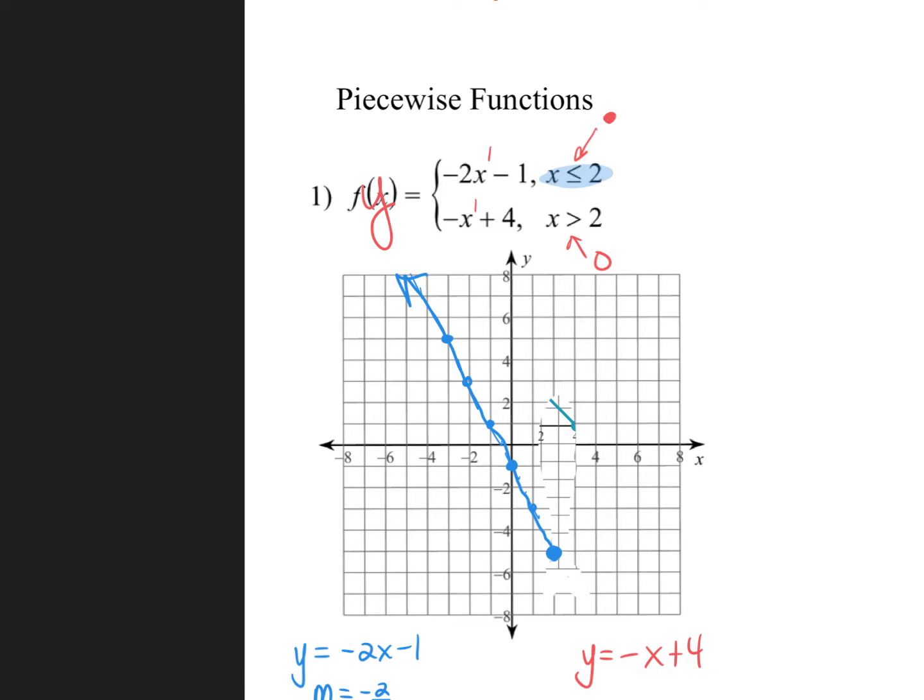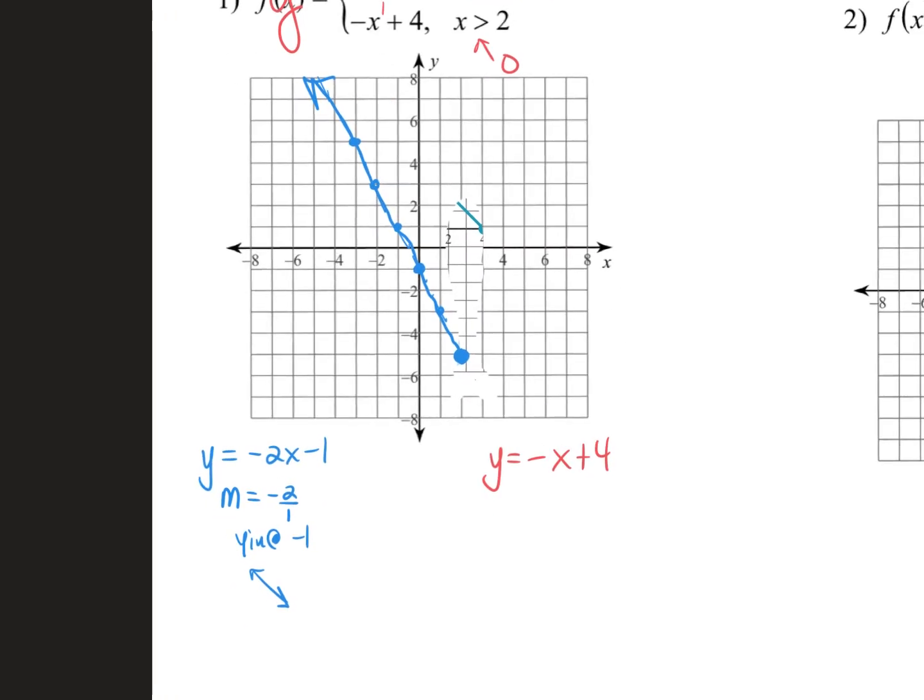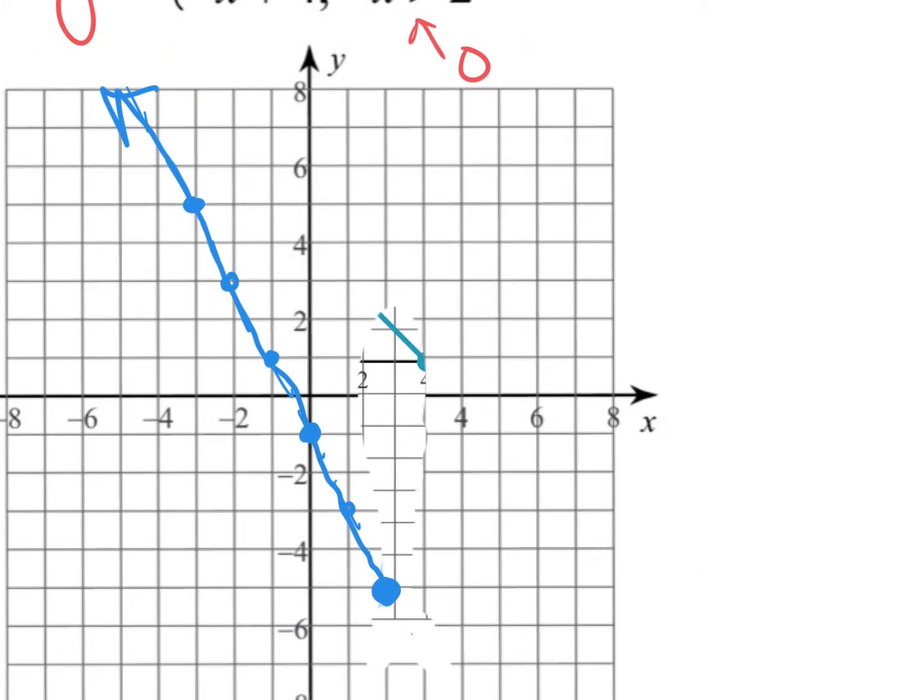So now I'm going to look at my next one. Negative x plus 4. So talk to yourself. My slope is negative 1 over 1, right? My y-intercept is at 4. And my line is going to be sloping downwards again, okay? So I'm going to go up to 4. 1, 2, 3, 4. And it's down 1 over 1, down 1 over 1, down 1 over 1, down 1 over 1. And then when I connect my dots, it's something like this.